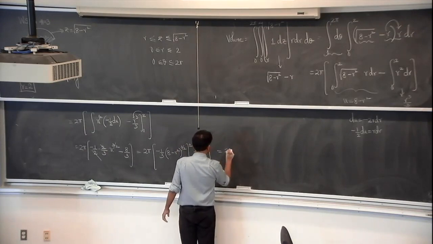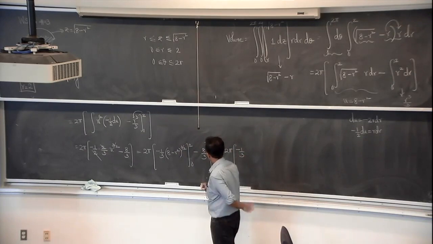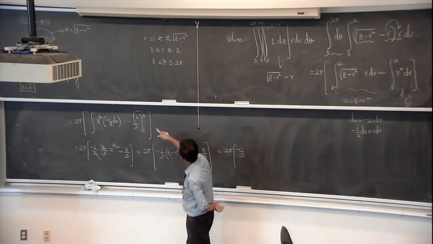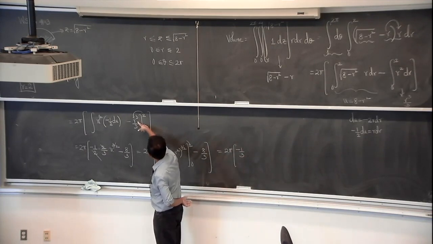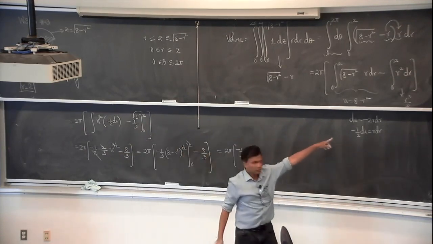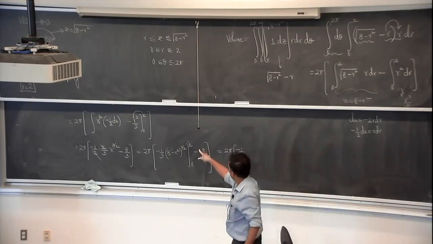2 pi times negative 1/3. Why is the second term third? Because you had 2 to the power of 3. That is r to the 3 over 3. And you're going from 0 to 2, right? And you plug in the upper limit, which is 2. 2 to the 3 is 8.